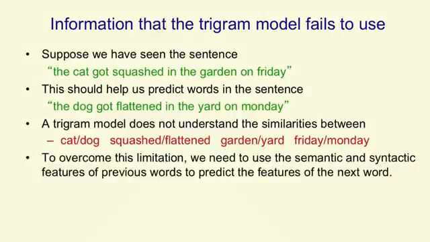To overcome this limitation, what we need to do is convert the words into a vector of semantic and syntactic features and use the features of previous words to predict the features of the next word.